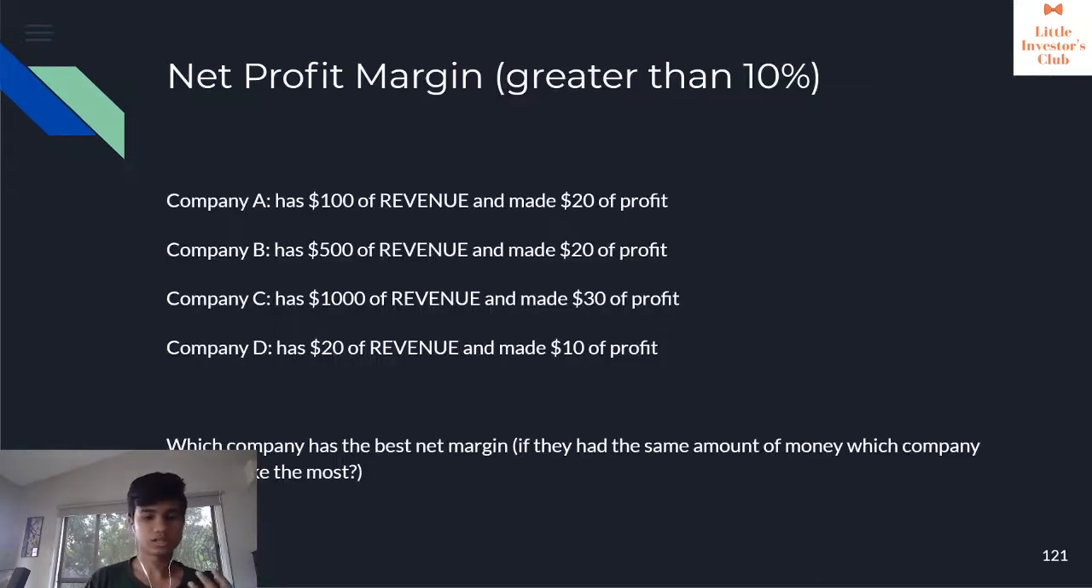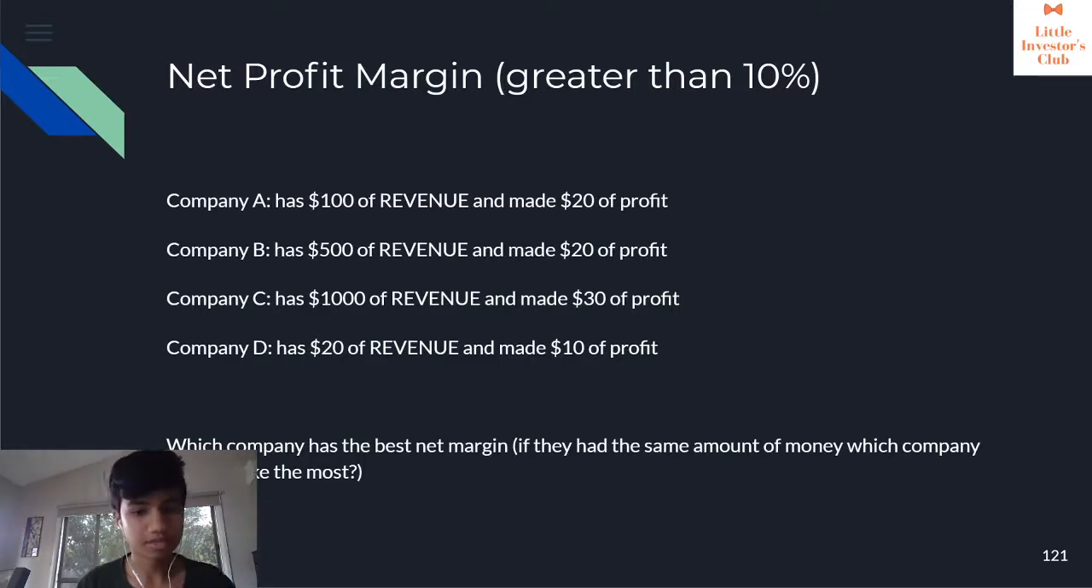So once again, another example. Let's say company A has $100 of revenue and made $20 of profit. Company B has $500 of revenue, $20 profit. Company C has $1,000 of revenue and $30 profit, and company D has $20 of revenue and $10 of profit. So net profit margin, which we want greater than 10%, and it's exceptional if it's over 20%, is basically: if all companies had the same amount of money, which company would make the most.